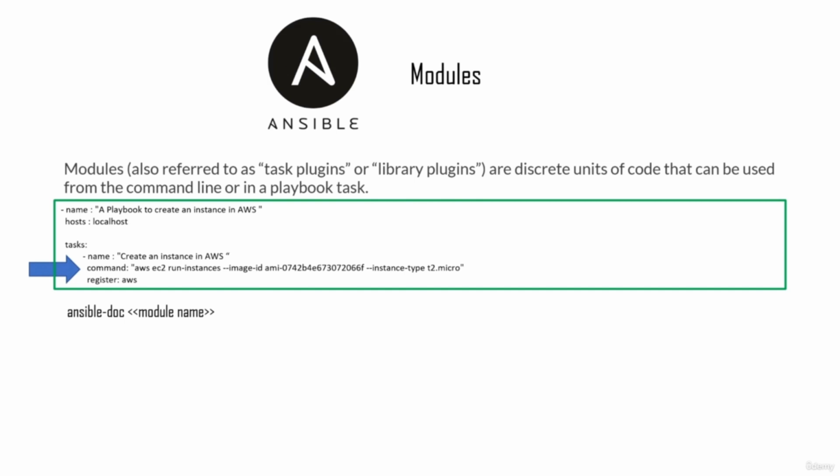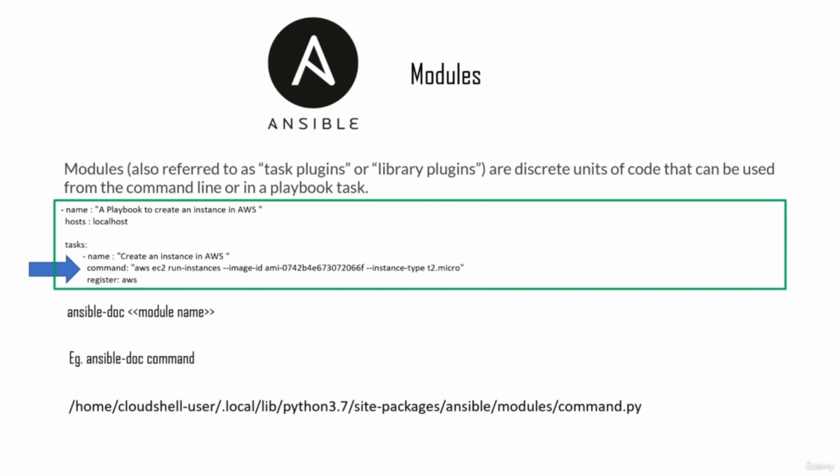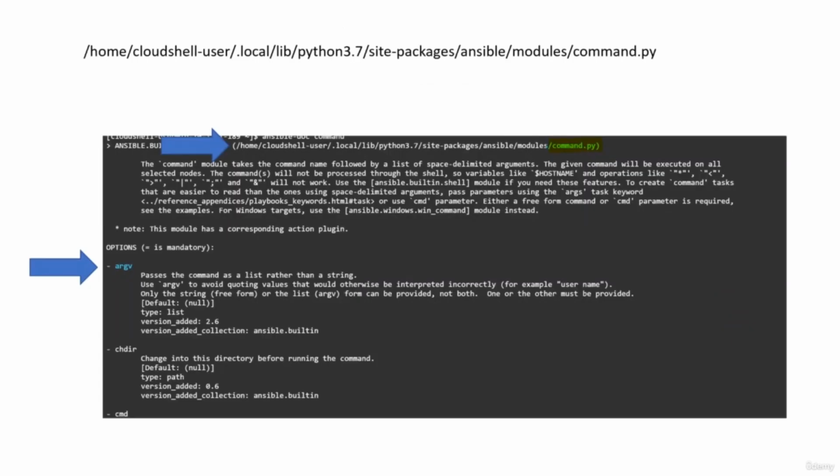Now, to get more information about your particular module, you can run ansible-doc followed by the module name that you want to check. Here is an example of how you can see the documentation for the command module. You can just do an ansible-doc followed by command, and you'll get all information about that particular module, the arguments that you need to pass, etc.